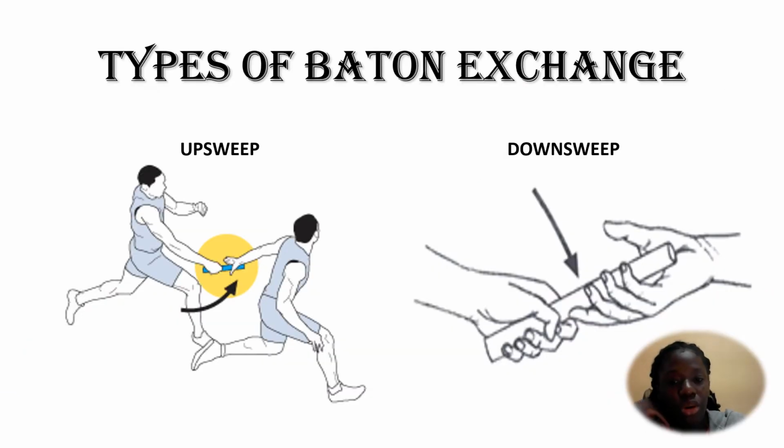There are actually three types of baton exchange: the up sweep, the down sweep, and the push pass. But here we're going to focus on the up sweep. This is the up sweep where you have a downward V, and the person pushes the baton up into your V. And the down sweep is where you have an upward V when you extend your arms, and the oncoming runner pushes the baton downward into the V of your hand.